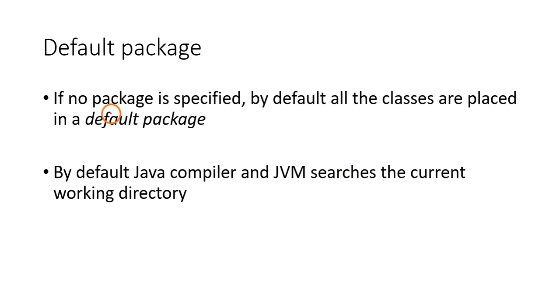Now, as I already told you, default package means whenever you are not specifying anything, for example, you are just writing the package statement and compiling the program, all the class files are stored in the package called default package. And where does the JVM search for such a default package? The JVM searches the current working directory.